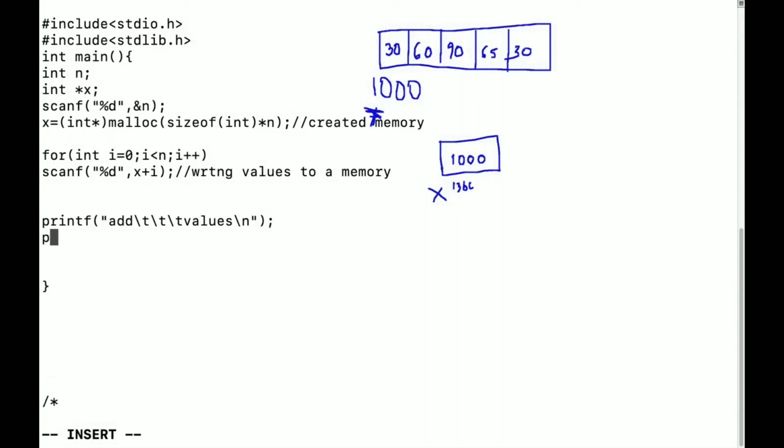I will come to the next line. I will tell it printf, star star star star star star star star star, and \n. So this is just the alignment thing.